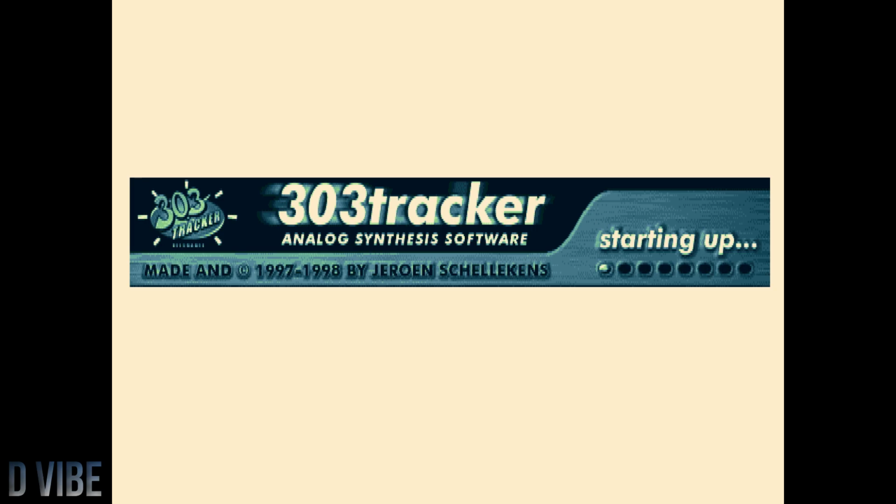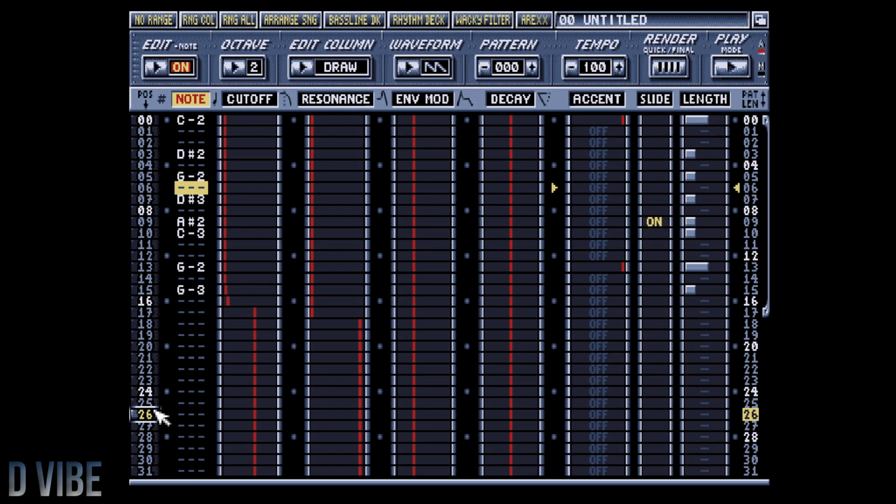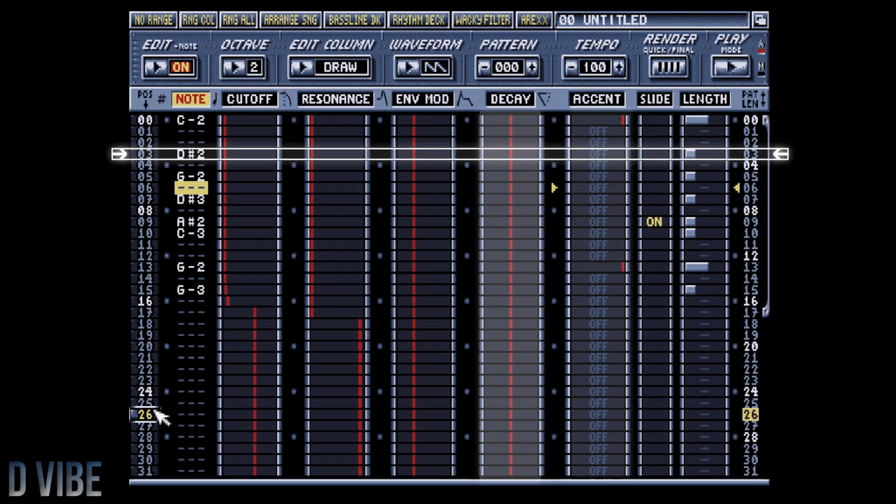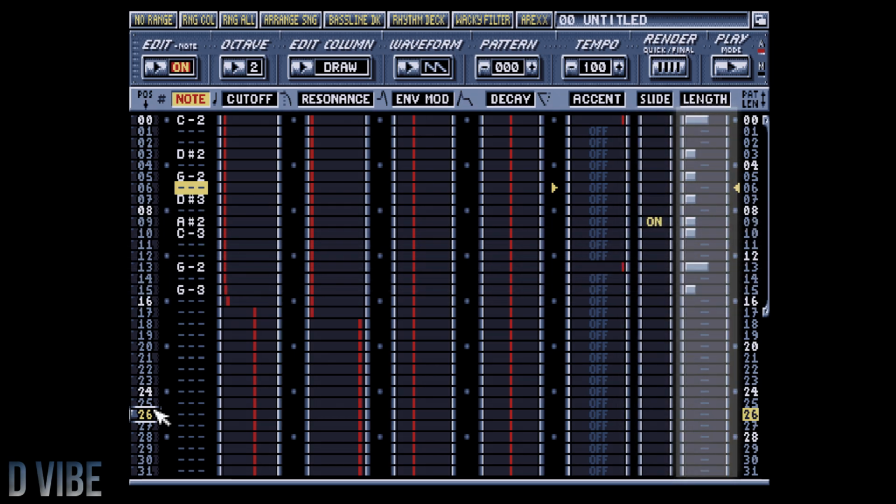The lines are sequenced using the tracker style, that is, a 16-step per bar sequencer, where the notes are displayed vertically. Each step has, in addition to the notes, the classic 303 sound tweaking parameters, which I go more in-depth about in my video about the FB383.